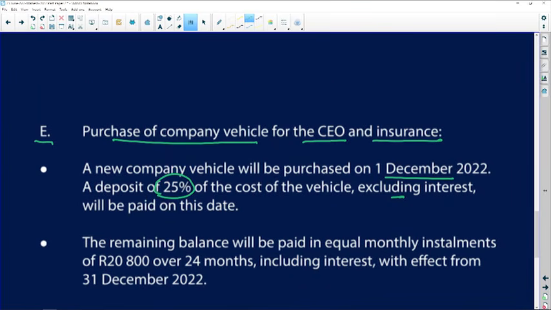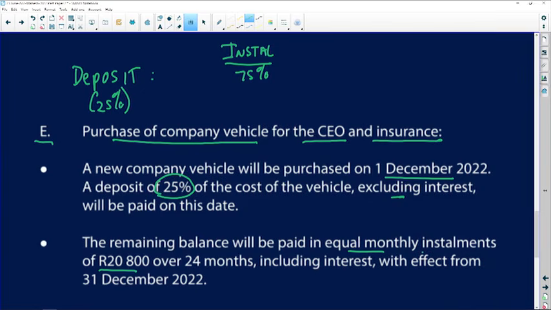Okay, so let's be very clear on what the question is. It's asking us to calculate the deposit. Remember, the deposit is 25%, which means the installments, the balance, is 75%. You with me so far? So let's look at what the monthly installments were.